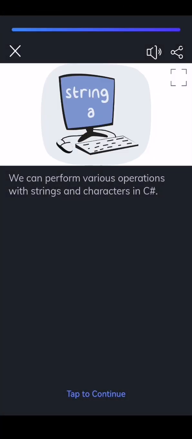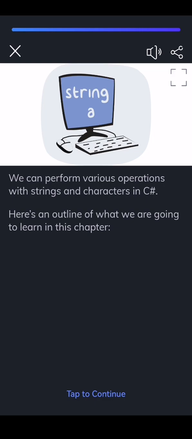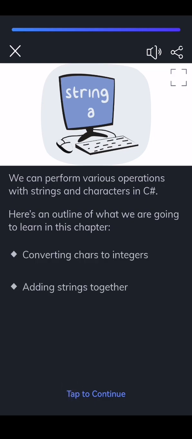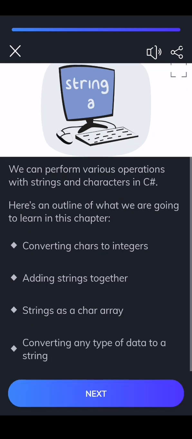We can perform various operations with strings and characters in C#. Here's an outline of what we are going to learn in this chapter. Converting chars to integers. Adding strings together. Strings as a char array. Converting any type of data to a string.